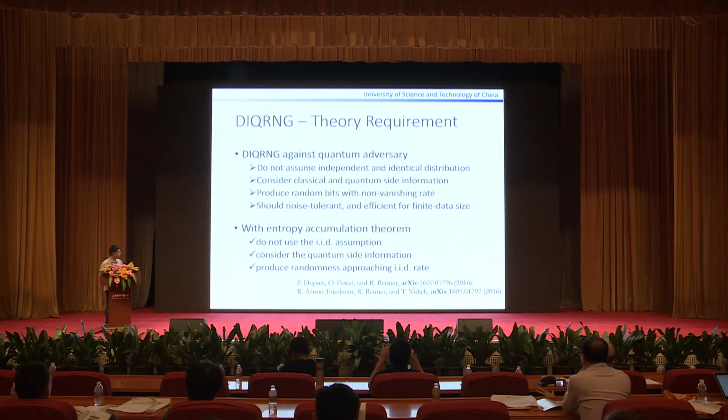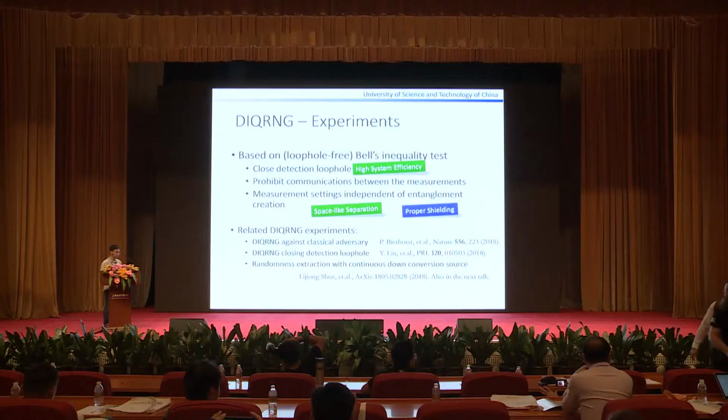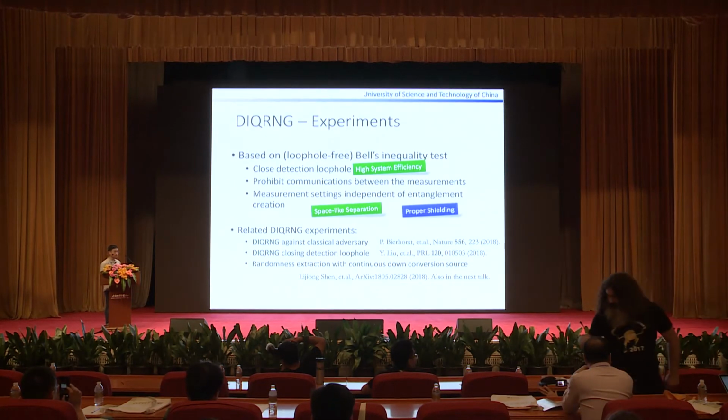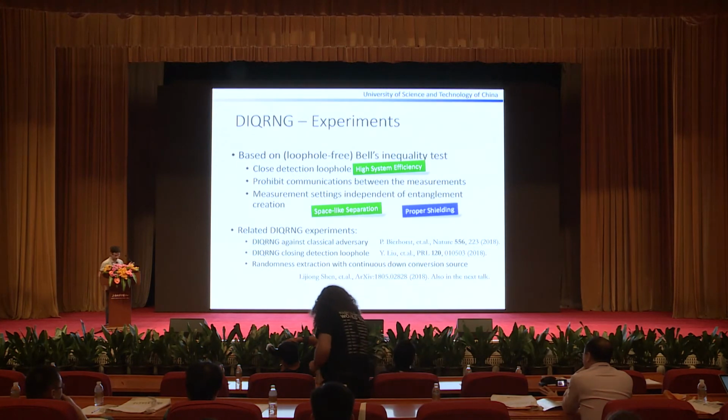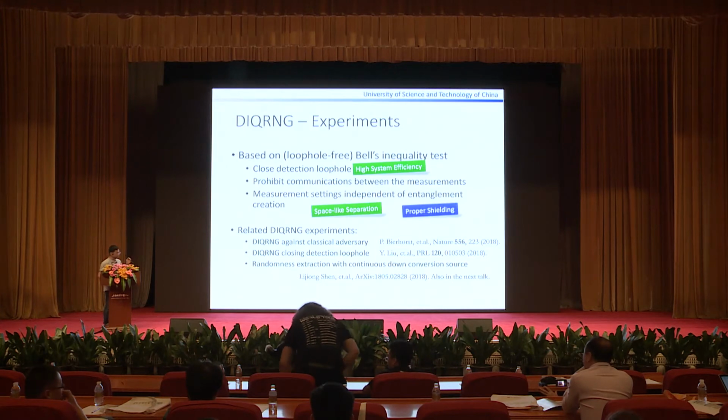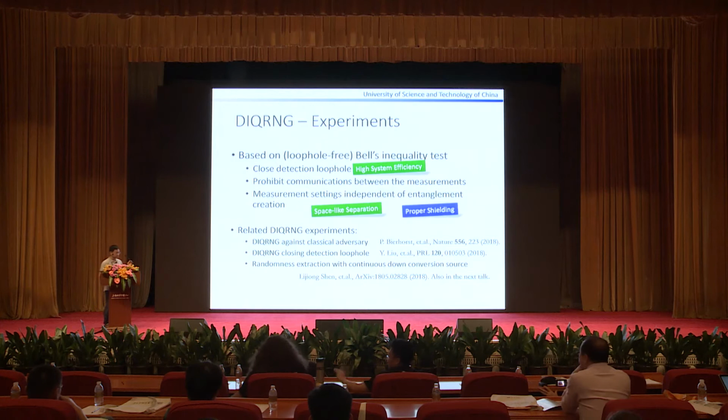Around 2016, the entropy accumulation theorem solved all these problems, and it is now the highest level of device-independent random number generation theory. Since the theory is based on Bell inequality violation, especially loophole-free Bell inequality violation, the experimental requirements are very high. The experiment requires very high system efficiency to make sure there is no detection loophole, and there is another requirement of no communication between the measurement stations, or between the measurement station and the source. This can be done with space-like separation between the different locations, or it is possible to do proper shielding.